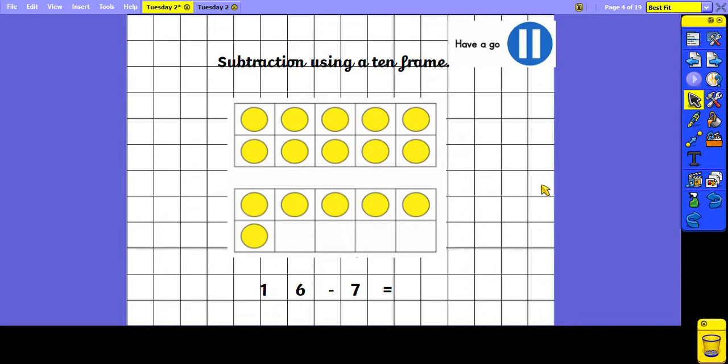This time you're going to have a go. You're solving 16 take away 7. You've got 16 counters in the 10 frames. You need to subtract 7. Pause the video now and have a go.